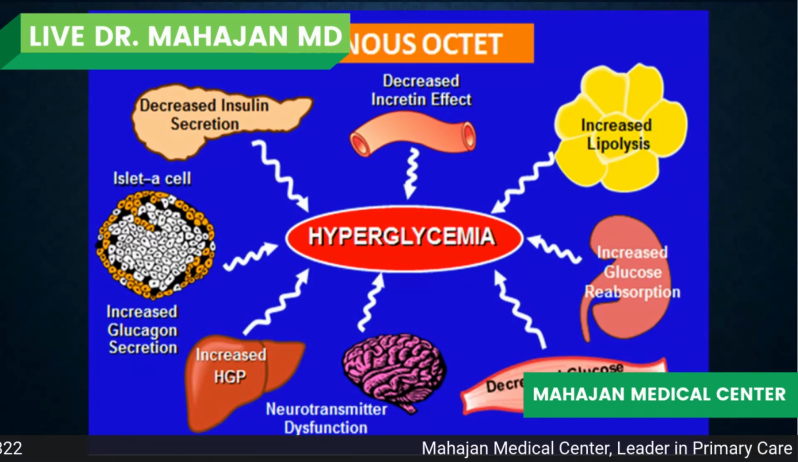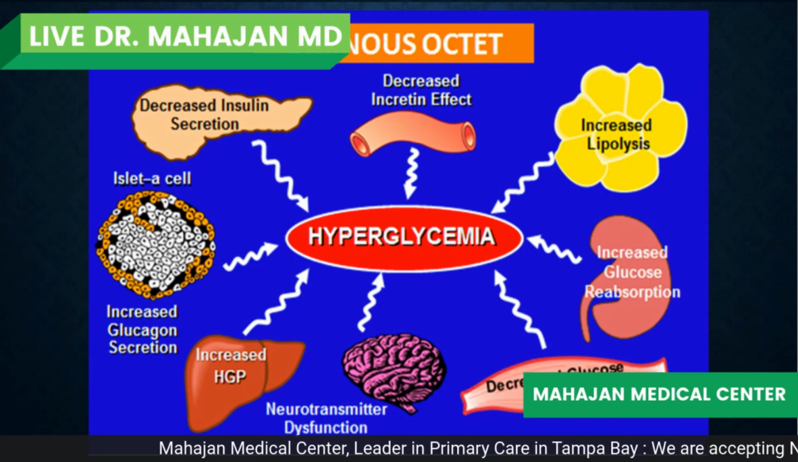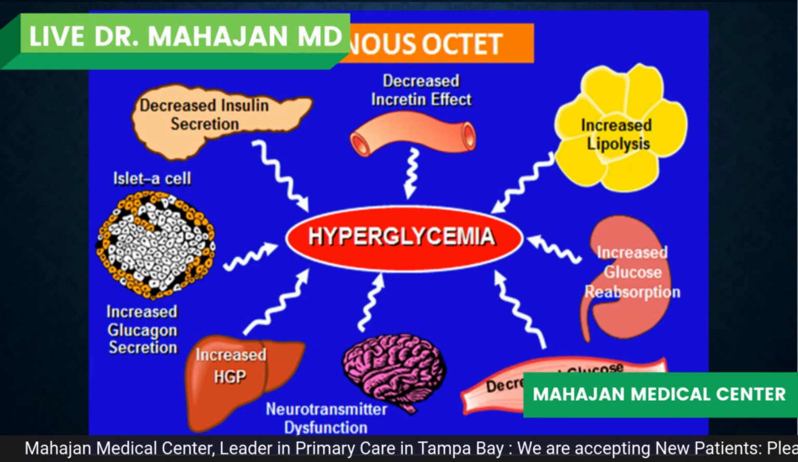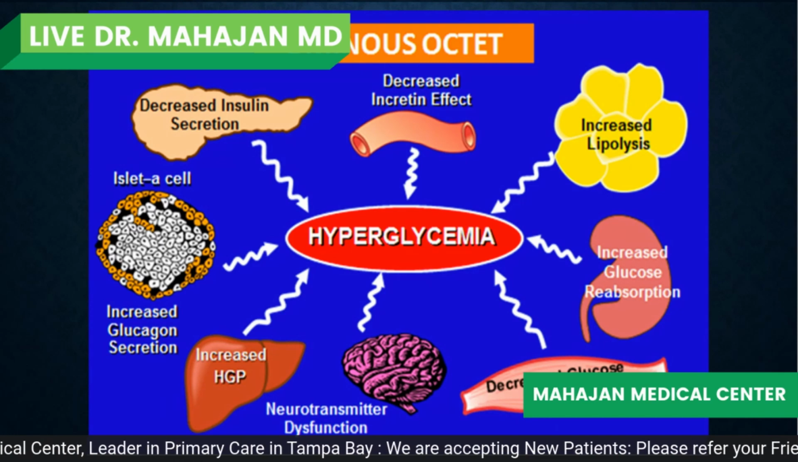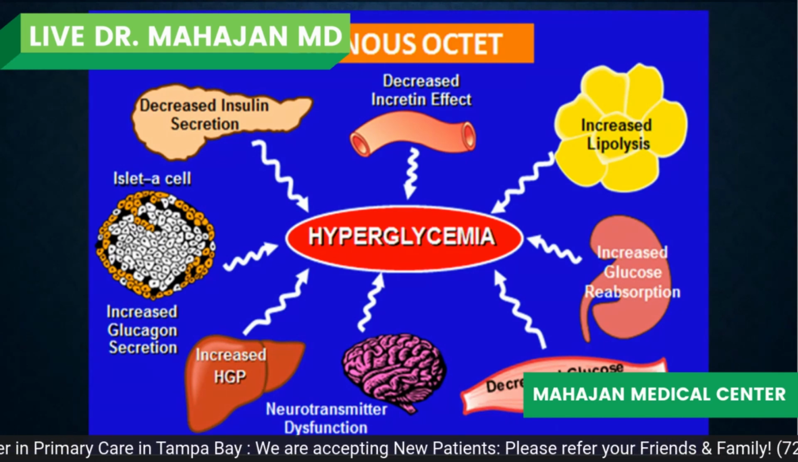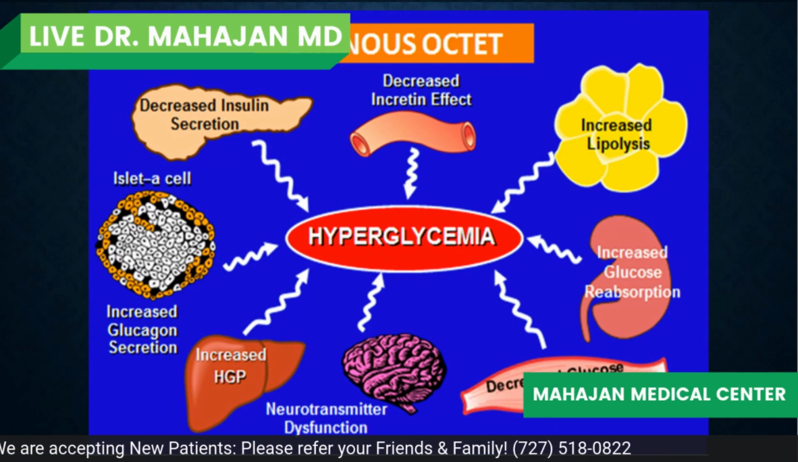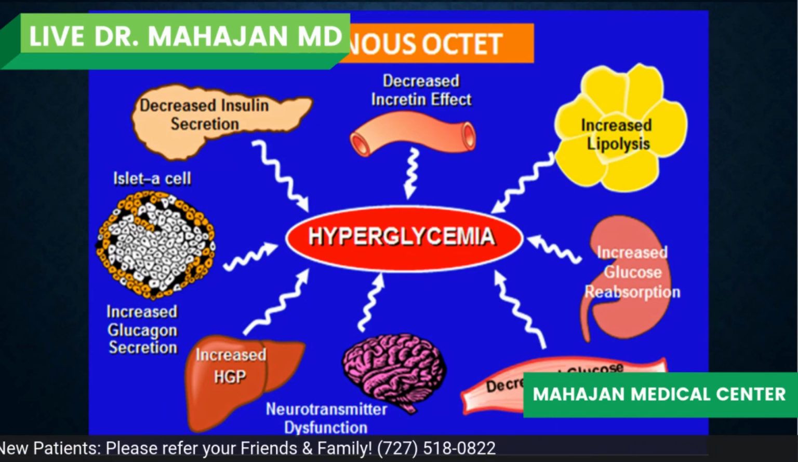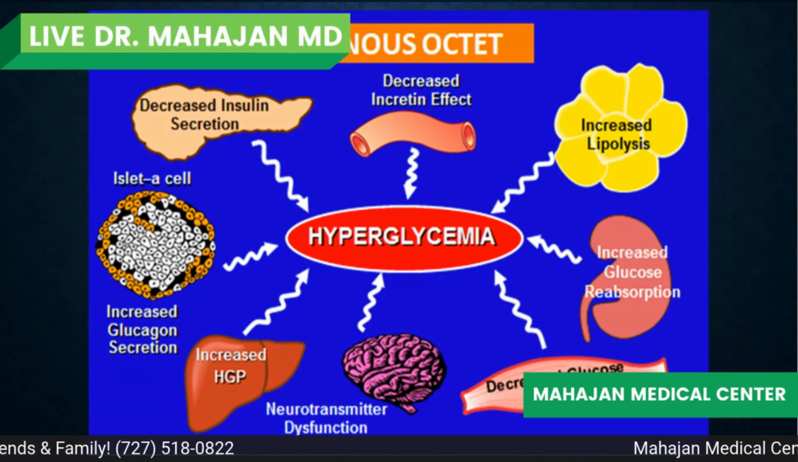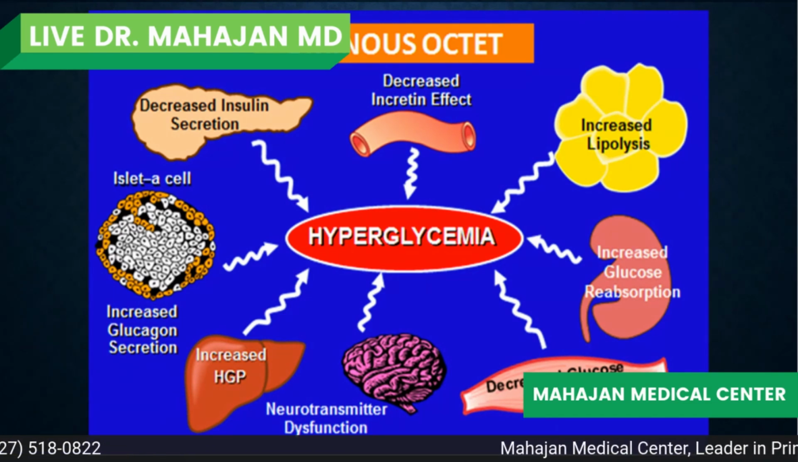We understand that there is also involvement of the neurotransmitters in the brain, which do not make us feel full, and we are hungry despite our sugars being high and our insulin levels being high, but we still don't feel full. And we find that there is some neurotransmitter dysfunction, there is increased glucagon secretion in the liver, and there is increased lipolysis, the fat breakdown, which leads to insulin resistance.